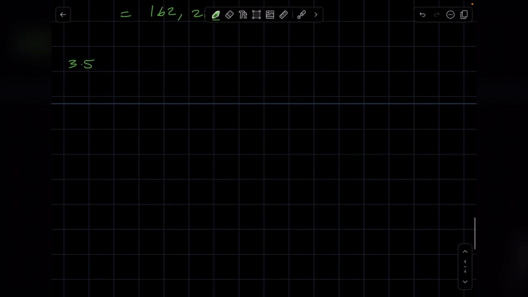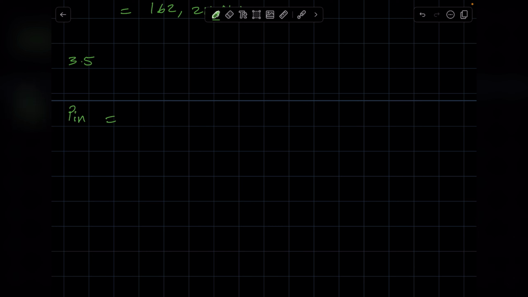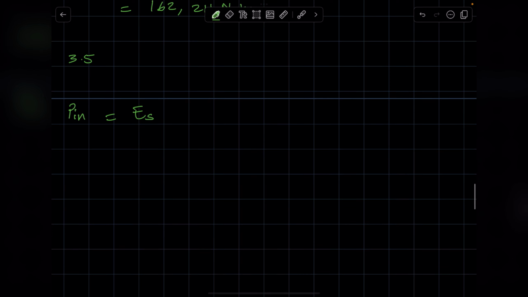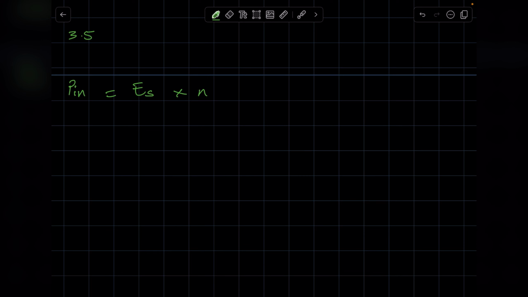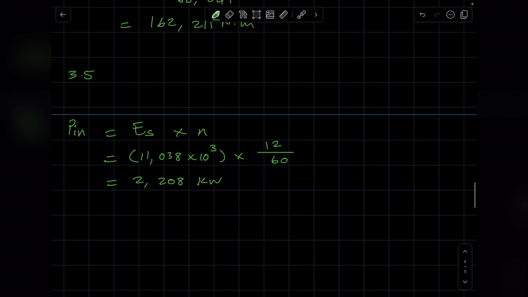How do we calculate P in? That's the input power, which is essentially equal to the energy being supplied by the motor times the frequency. Now we've already established that this here is equal to the energy being supplied by the flywheel, since we are only looking at the flywheel. So essentially we have this, we calculated and got the 11,038, times 10 to the 3, times n. N is 12 per minute, so this will be 12 divided by 60. If you punch this in your calculators, you're going to get 2.208, and I've expressed this in kilowatts. Very easy stuff here.